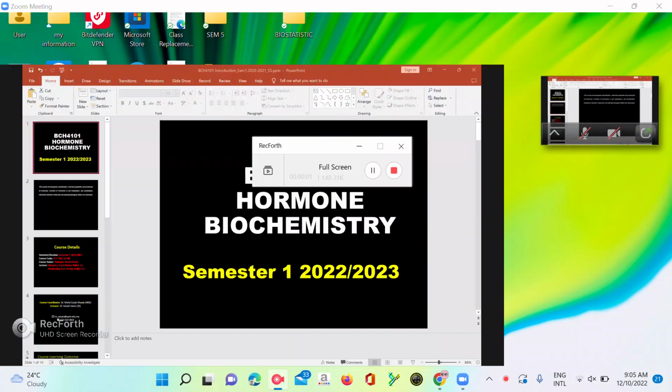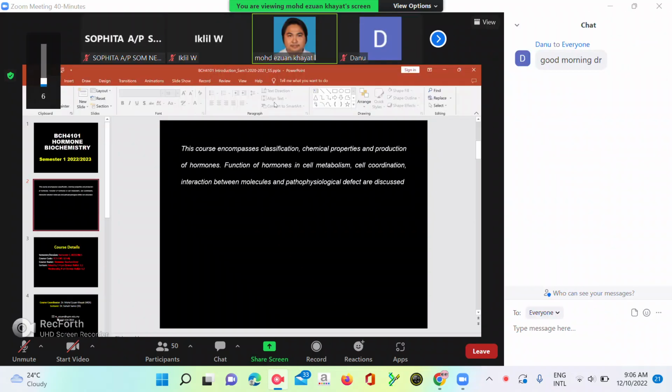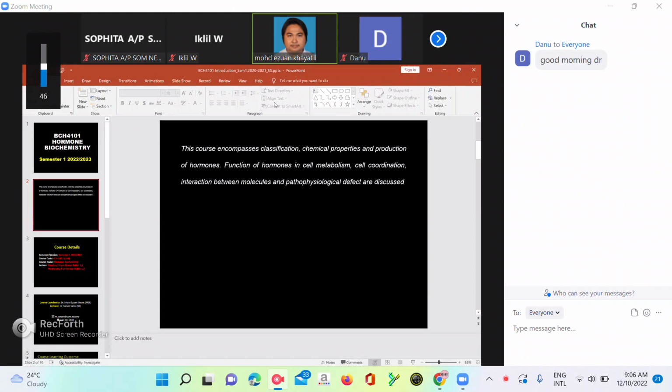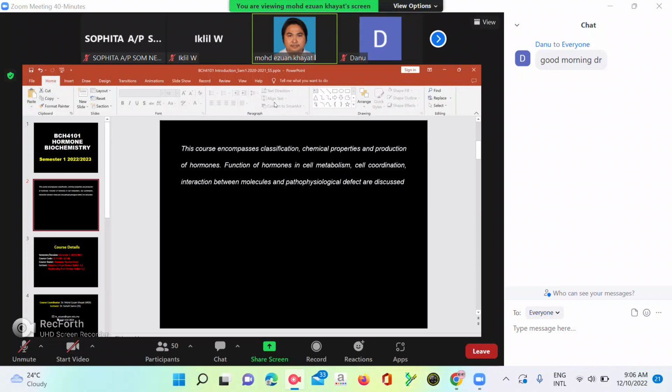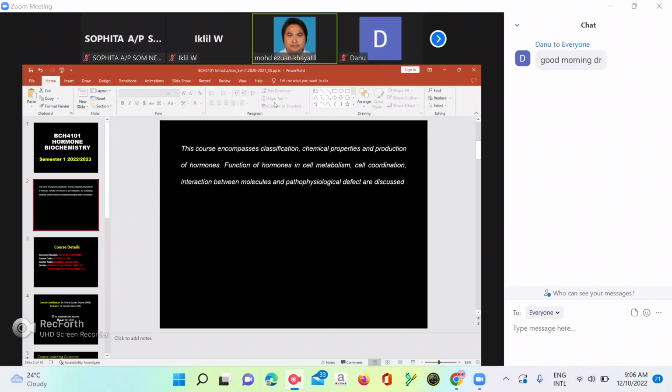Cell metabolism, cell coordination, interaction between molecules, and pathophysiological defect are discussed. So basically, in this course, we will try to explain different classes of hormones, and also how the hormones are produced, and what the special characteristics of each class of hormones are. Apart from that, what we will focus on more in our course is the pathophysiological defect of the hormones. I think that one is more interesting.